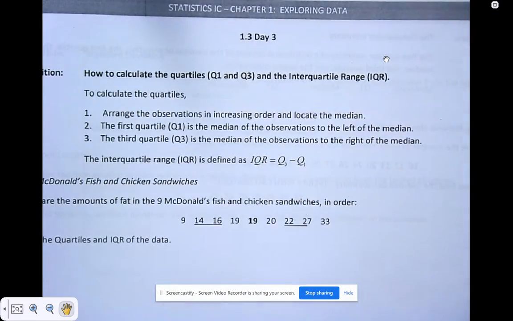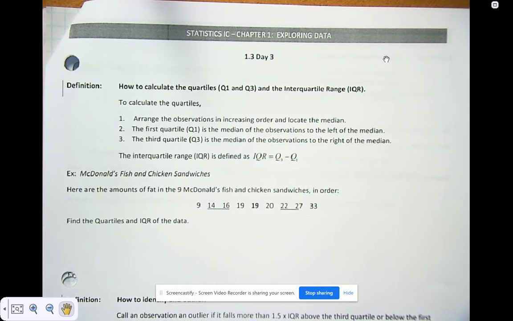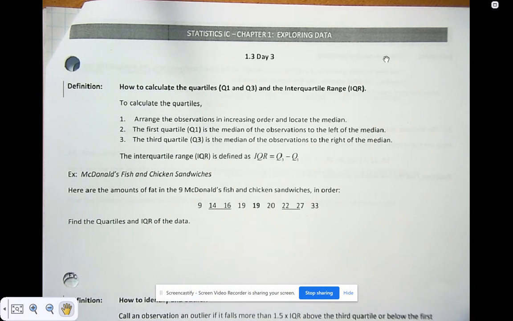Okay. All right. So let's get going here. So how to calculate the quartiles, quartile 1 and quartile 3, and the interquartile range. So just some basics here. I'm not going to have you guys do this by hand because you're at home and you're going to have a calculator regardless. And so we're not going to do it by hand. So these notes will go really quick because we just get to use that website.